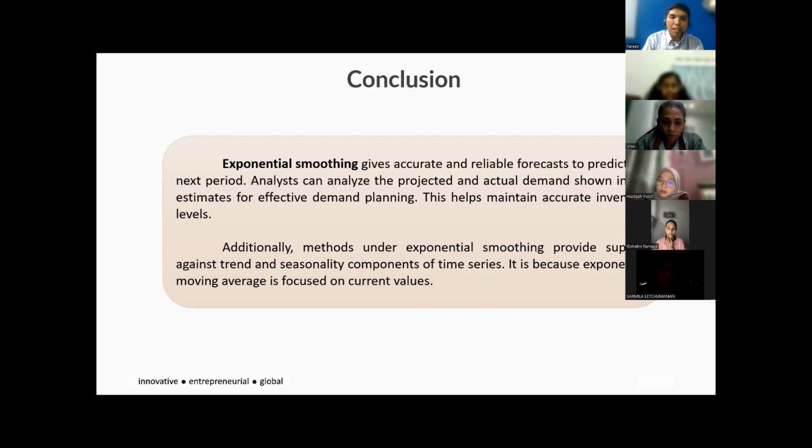Additionally, methods under exponential smoothing provide support against trend and seasonality components of time series. This is because the exponential moving average is focused on the current values.